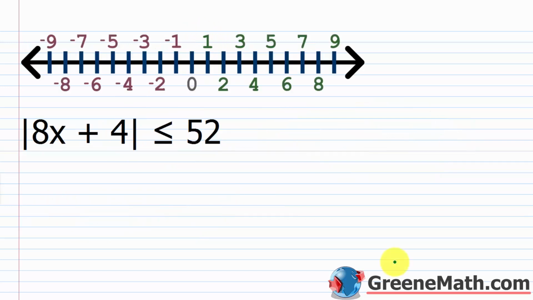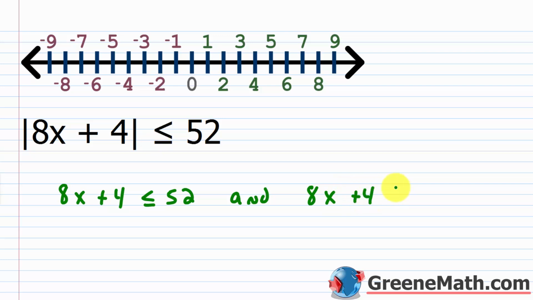So suppose we have the absolute value of 8x plus 4, and this is less than or equal to 52. Well, this guy's already isolated for me, so I don't have a whole lot of work here. All I've got to do is follow my rule. So I'm going to drop my absolute value bars. I'll have 8x plus 4 is less than or equal to 52. Then and, okay, I'm going to drop my absolute value bars. So 8x plus 4, flip the sign, so this becomes a greater than or equal to, make 52 negative.